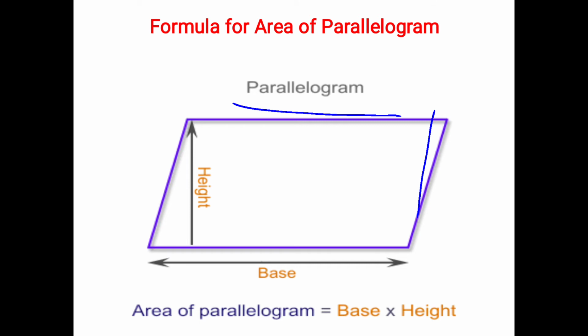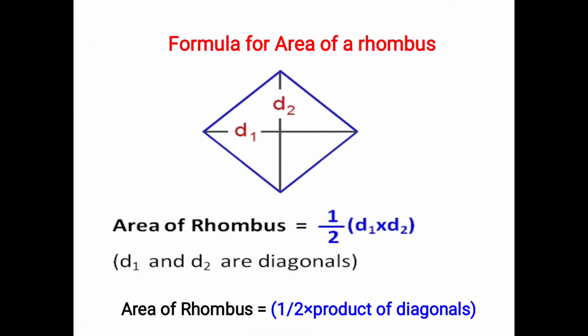The next is the formula for the area of the rhombus. I told you that the rhombus may be like a square. If you observe here, it is like a square, right? So the area of the rhombus, the formula, is half into d1 into d2. Here d1 and d2 are the diagonals, because the two diagonals cut each other in the rhombus. So this is one diagonal and this is the other diagonal. The names of the diagonals are d1 and d2.